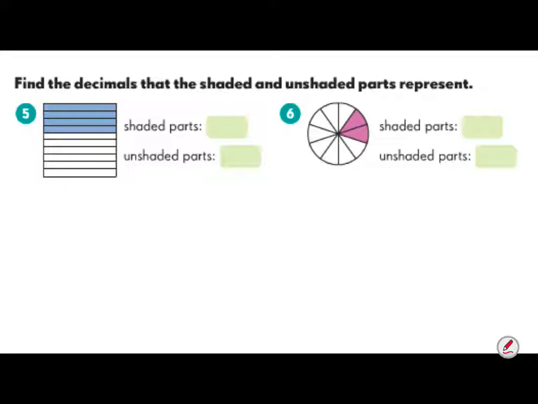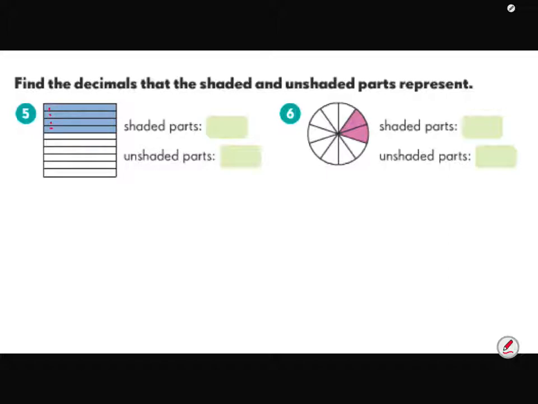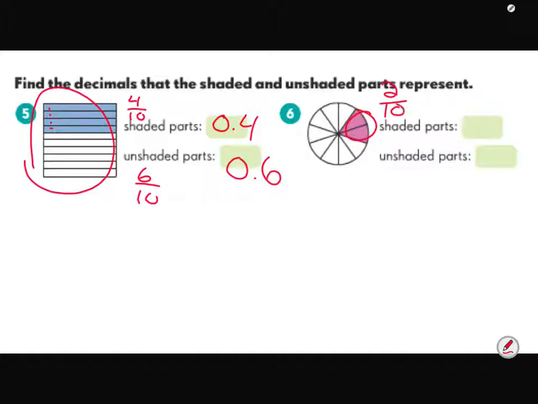Again, they want to know the shaded parts as a decimal. So I see 1, 2, 3, 4 tenths that are shaded, and I would write that as 4/10. I really don't even have to count the unshaded because I know that if I'm working out of 10 and 4 of them are shaded, then 6 have to be unshaded because 6 plus 4 is 10. So I know 6 out of 10 are unshaded. Over here I have 2 out of 10 shaded, which is 2/10, so I would write it as 2/10.